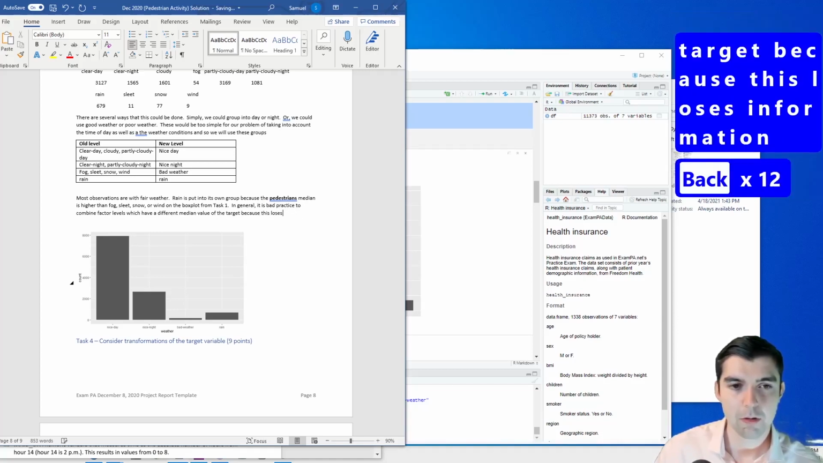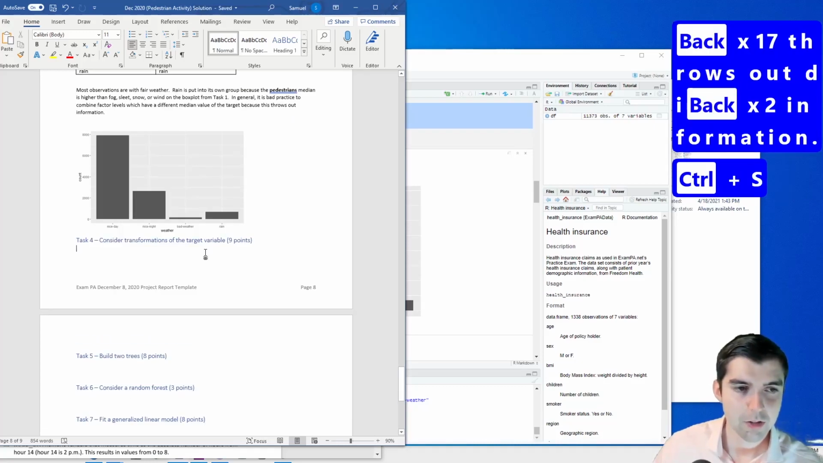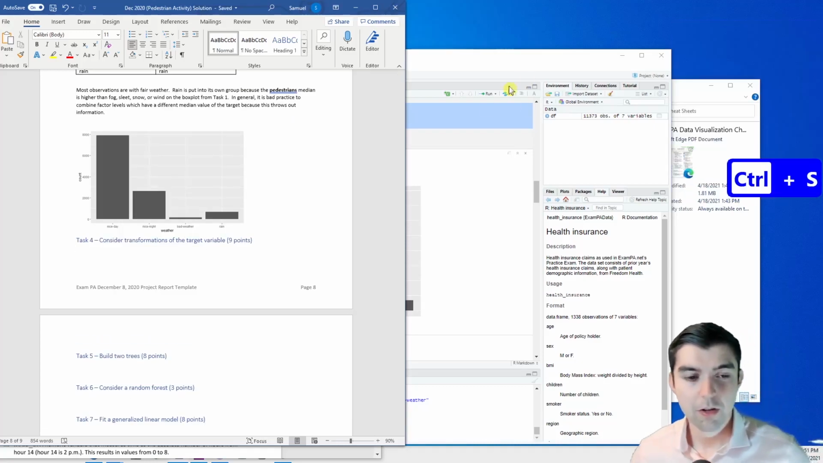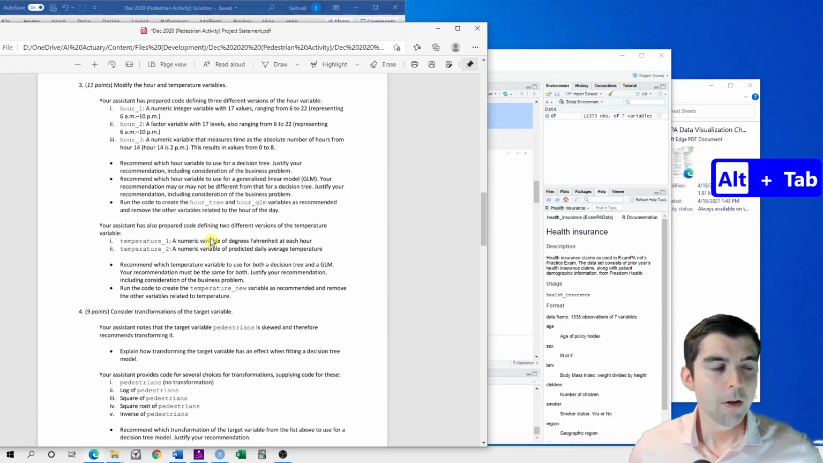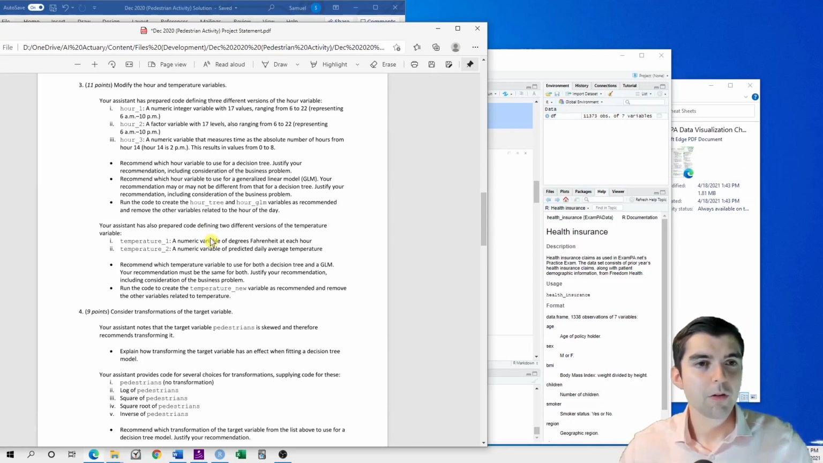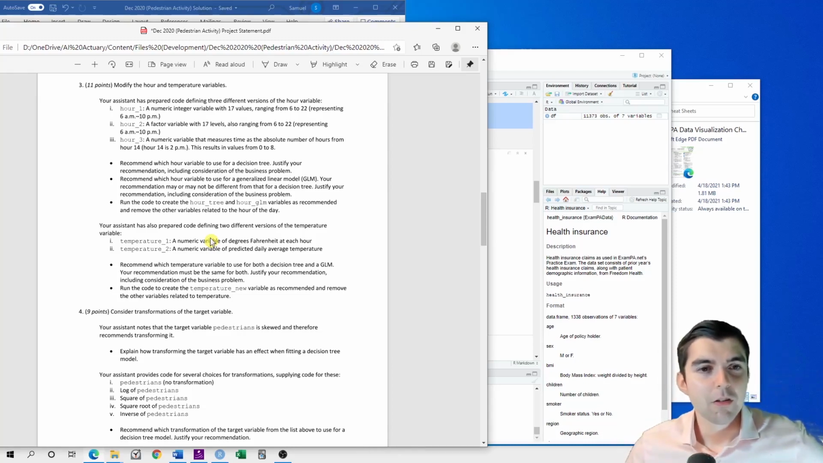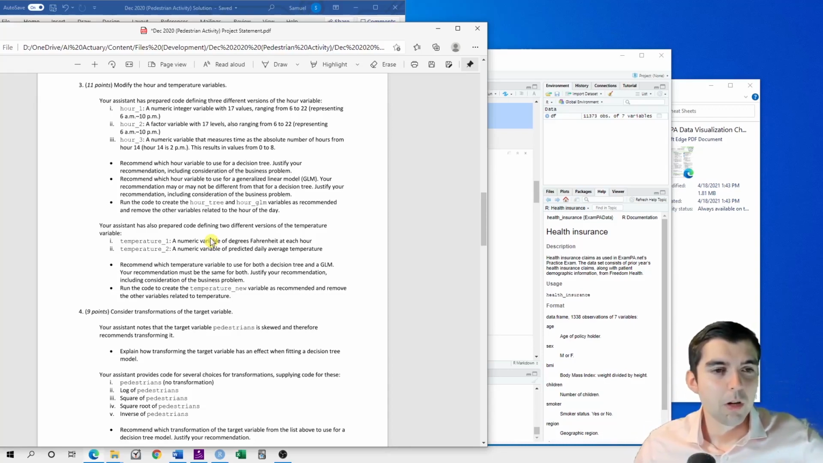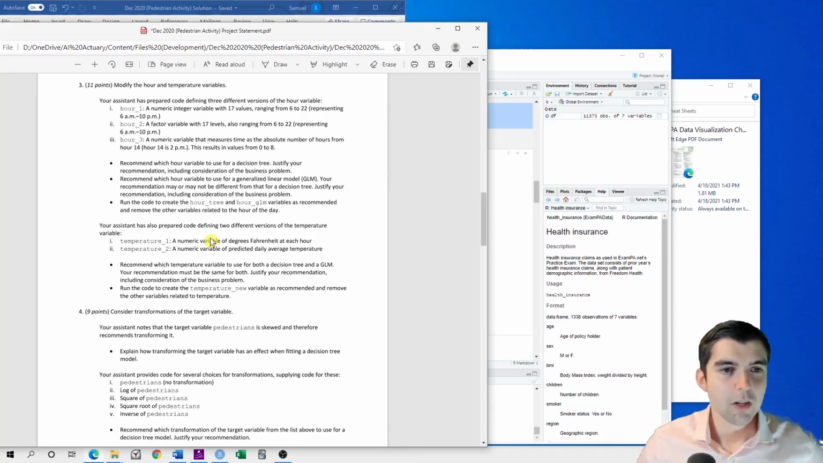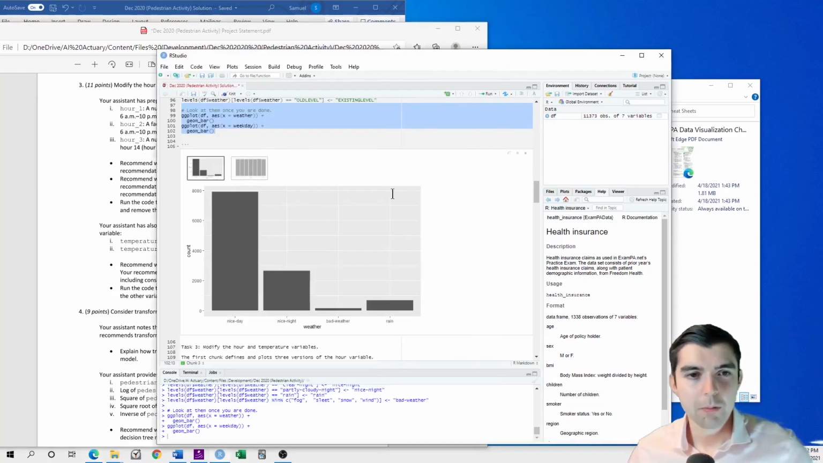This throws out information. Okay, the next question: consider transformations of the target variable. Your assistant has prepared code defining 3 different versions of the hour variable. Hour 1, a numeric integer variable with 17 values. Hour 2, and hour 3. So recommend which hour variable to use for decision tree. Justify your recommendation, including consideration of the business problem.